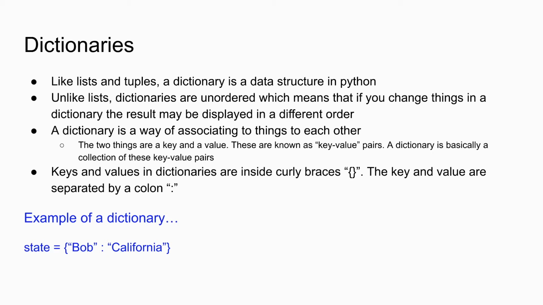So this is an example of a dictionary. state equals curly braces, "Bob": "California". Bob and California are inside of quotes because they are strings, and state is the variable name that the dictionary is stored inside of. And as you can see, Bob is the key, California is the value, and they are separated by a colon.